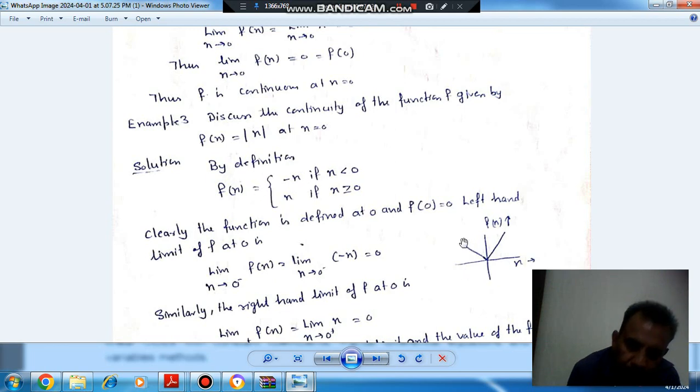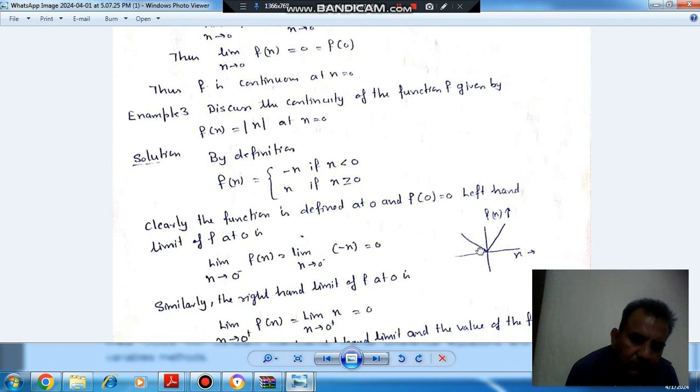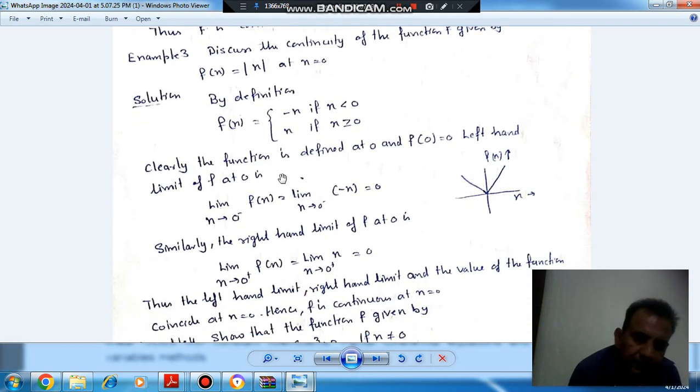So this graph can be drawn without lifting the pen from the paper. Because here we will start from here, go to 0, and then we will draw the positive side. So this is a continuous function. So there is another way to check.